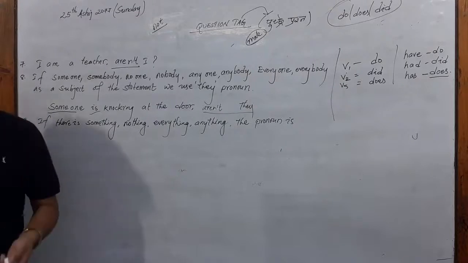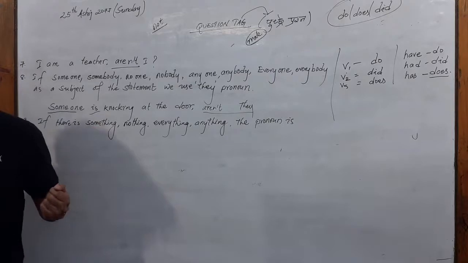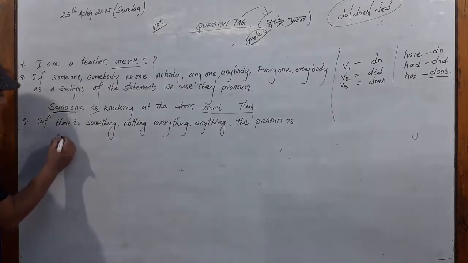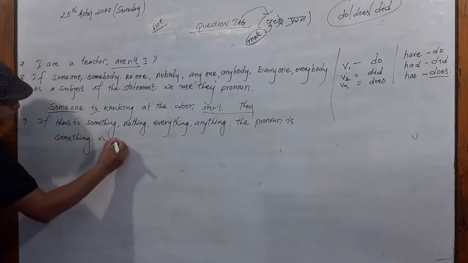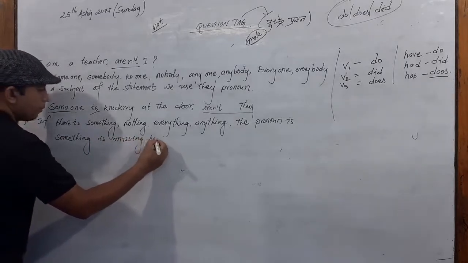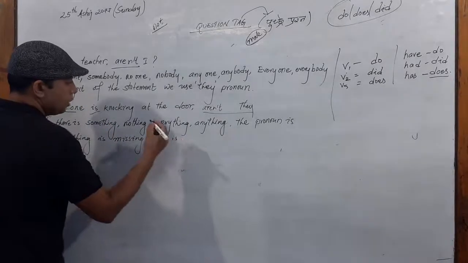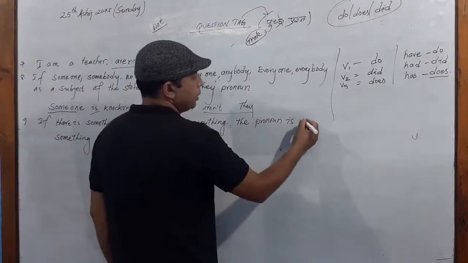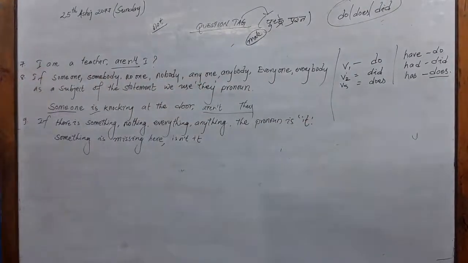Something is uncountable here, a vague quantity. If I write here, something is missing here, so we'll write isn't it. The pronoun is it here. Okay.